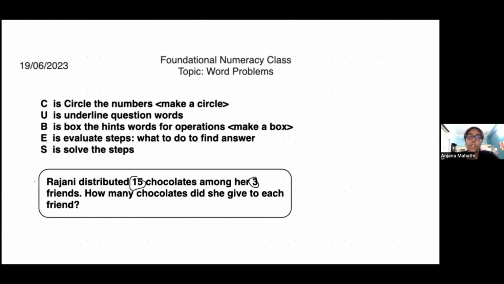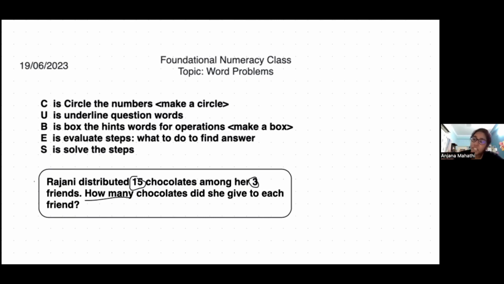Beautiful. U is underline the question words. Question words are words which help us find out what we need to find in the answer. Can someone guess what the question words are? Beautiful. How many are the question words, which help us know that we have to find out how many chocolates are given.